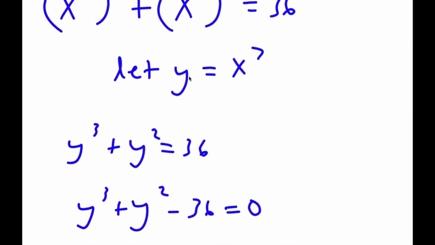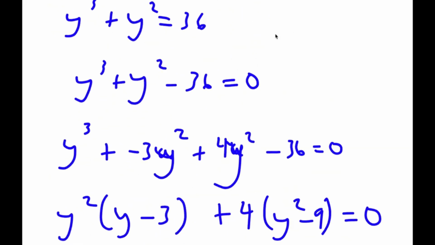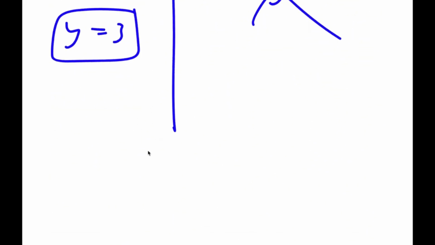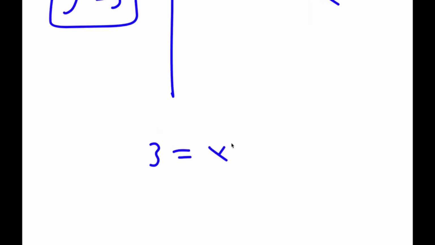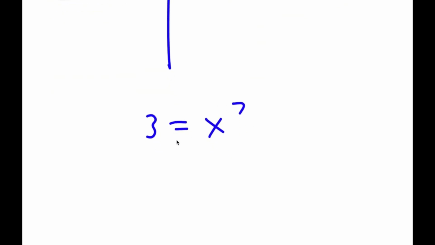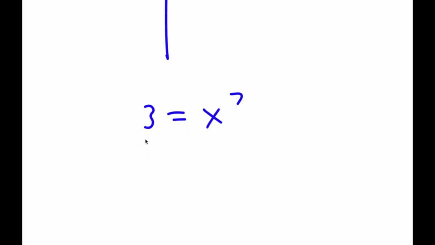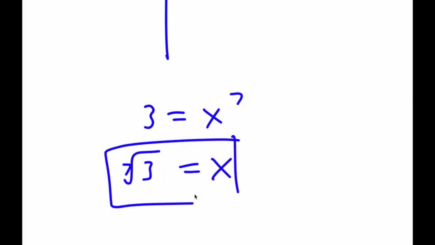So now going back, remember how we let y equal x to the power of 7. So we know that y equals 3, meaning 3 is equal to x to the power of 7. So if 3 equals x to the power of 7, all I have to do is take the power of 1 over 7 on both sides, and I get the 7th root of 3 is equal to x. So this is my answer.